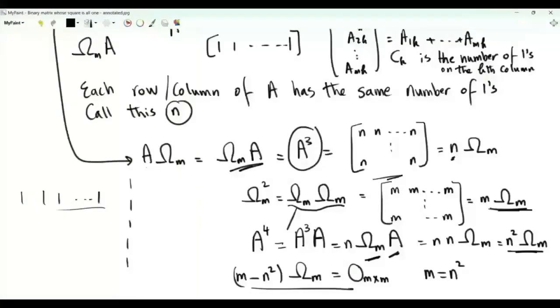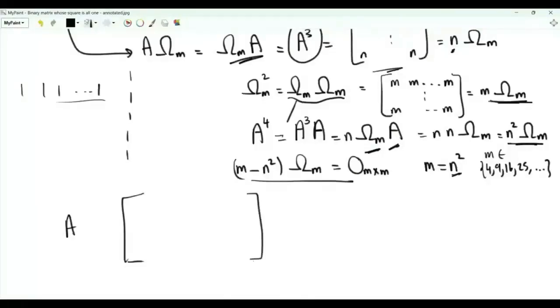To be able to construct a binary matrix A such that its square is the all-one matrix, m must be a perfect square. Since by the problem statement m is greater than or equal to 2, then m can be equal to 4 or 9 or 16, 25, and so on. These are the sizes for which we can satisfy the requirement in the problem statement. We are not done yet because we need an explicit construction of such a matrix A.